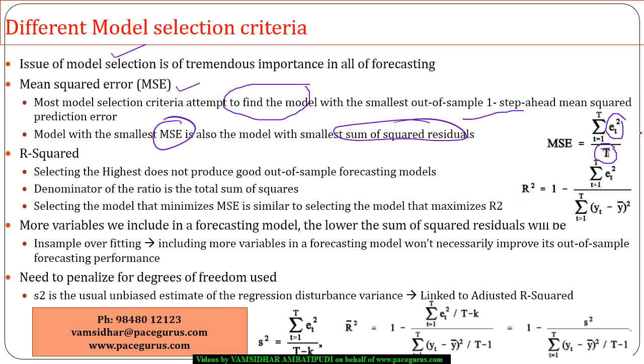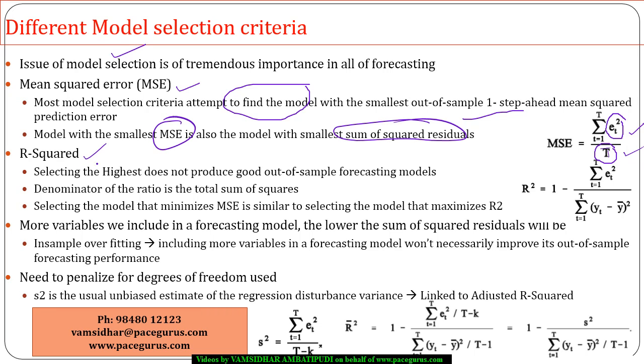Because if the sum of the total errors is lesser, even the division by t would be lesser, and if the sum of the errors is higher, so if the total error is higher, the mean squared error is also higher. Total error is lower, the mean squared error is also lower. That is how we can bring out the relationship.